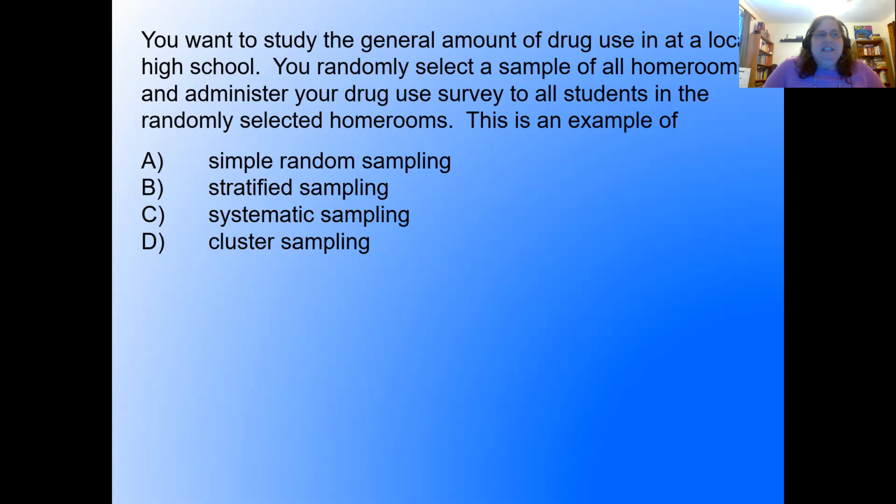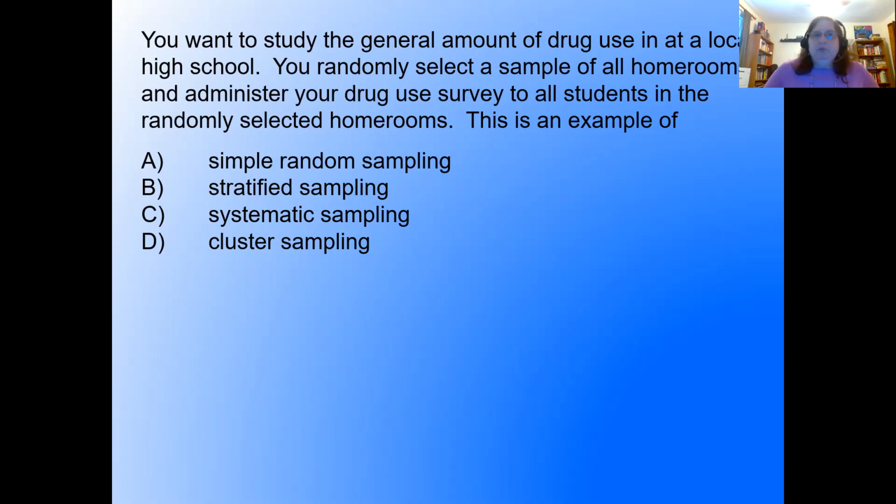The answer is D, cluster sampling. So why is that the case? Okay, so we assumed that our local high school is already broken up into homerooms. So we took a sample of homerooms. And here's the real big key. I gave the drug use survey to all students in those randomly selected homerooms. That's how you know it's cluster sampling. Everybody in the selected bigger group of homeroom got the survey.